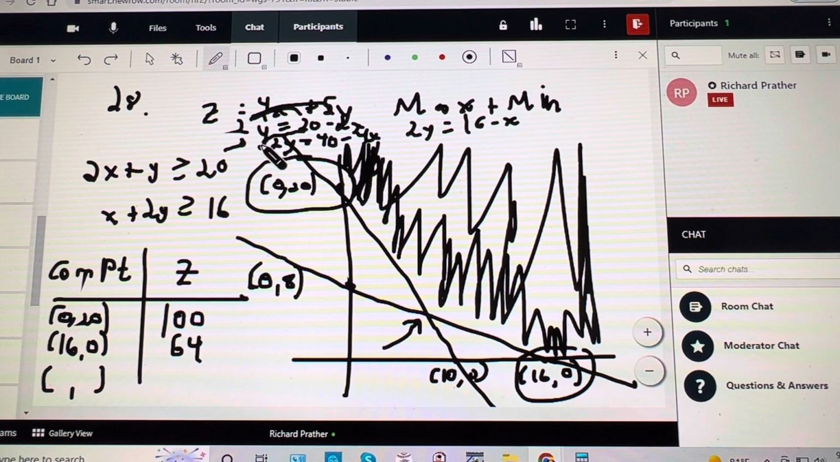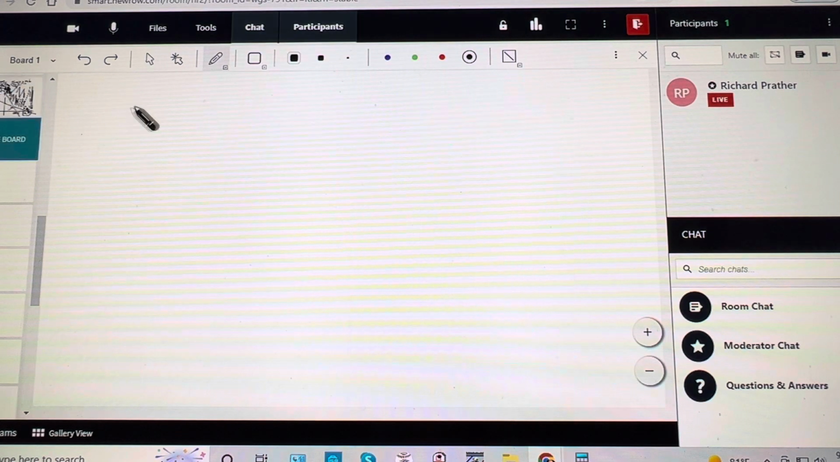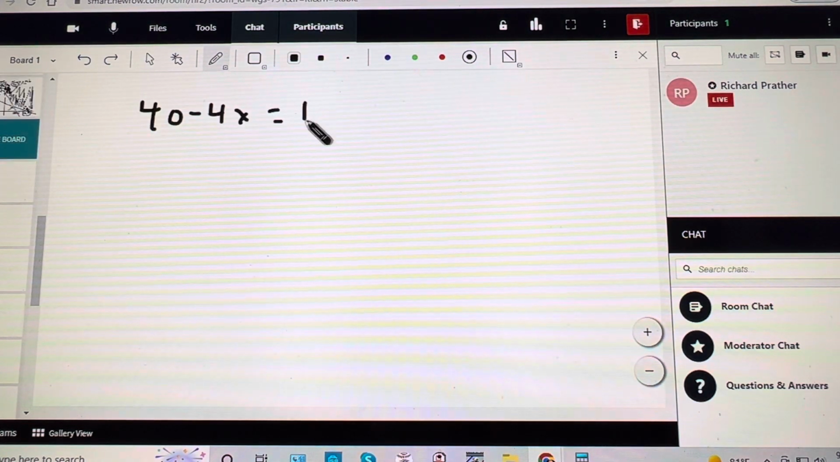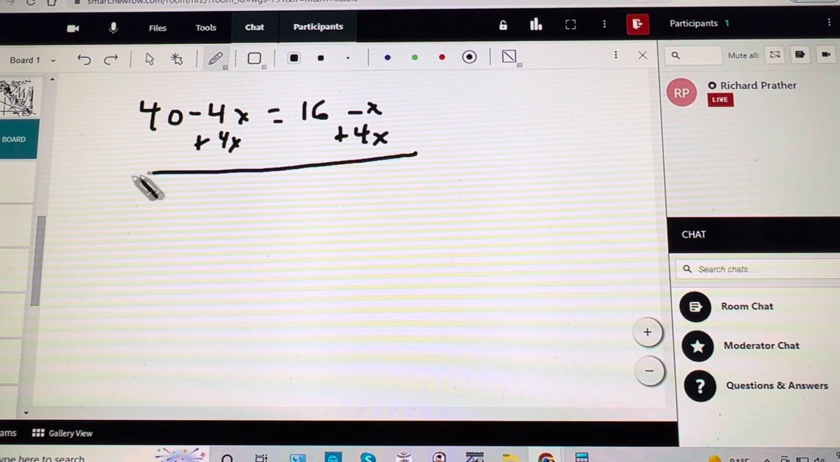If they're both equal to 2y, then they're equal to each other. So they're both equal to 2y. That means this expression's equal to that one. 40 minus 4x would have to equal 16 minus x. And then I can solve for the x when this happens. When do these two lines cross each other? When they're equal to each other is when they cross each other.